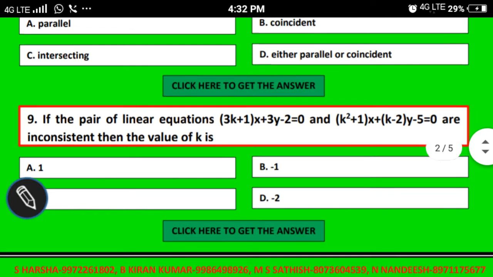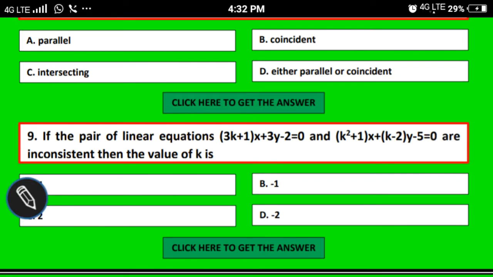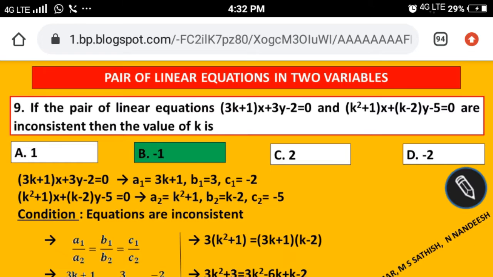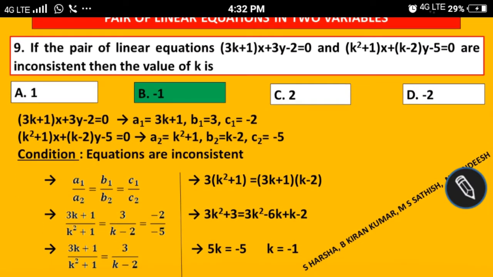The ninth question: if the pair of linear equations 3k plus 1 into x plus 3y minus 2 equals 0, and k square plus 1 into x plus k minus 2 into y minus 5 equals 0 are inconsistent, then the value of k. Inconsistent means the lines are parallel to each other. So when the lines are parallel, the condition is a1 by a2 equals b1 by b2, and that equals c1 by c2. This is the condition when the lines are parallel to each other.